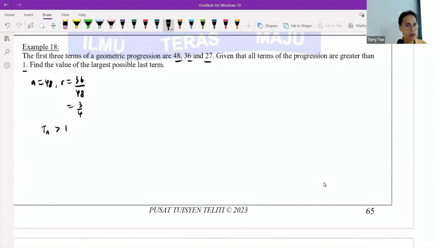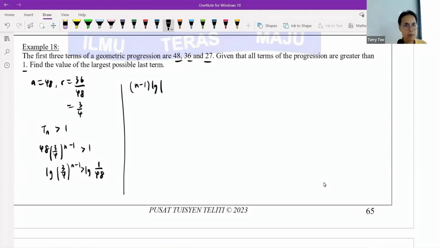So we take A, R to the n minus 1, more than 1. Can we divide them? Okay, so this is more than 1 over 48. This is where we're going to introduce logarithm, because we cannot compare them. We're going to bring the power down. And remember, when you take the logarithm of a number less than 1, it's always negative.